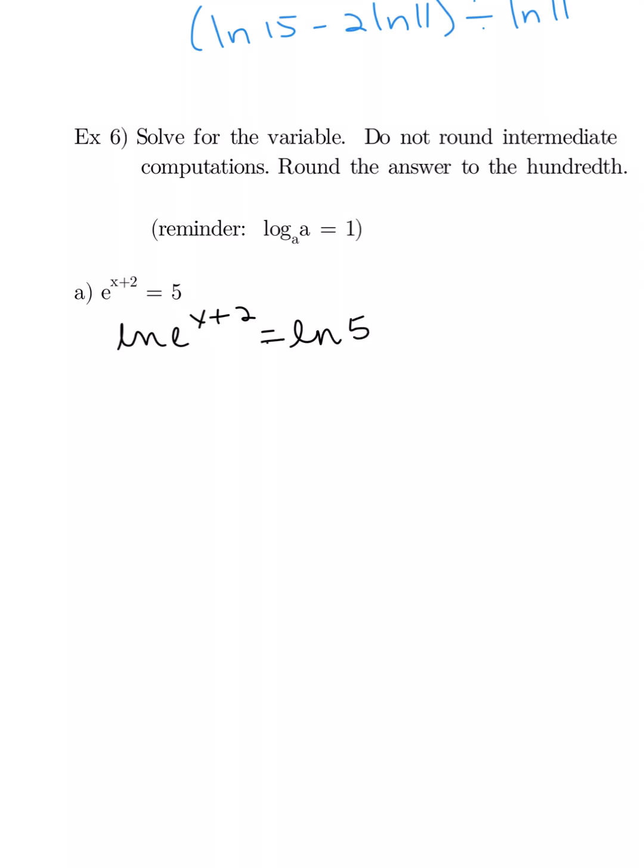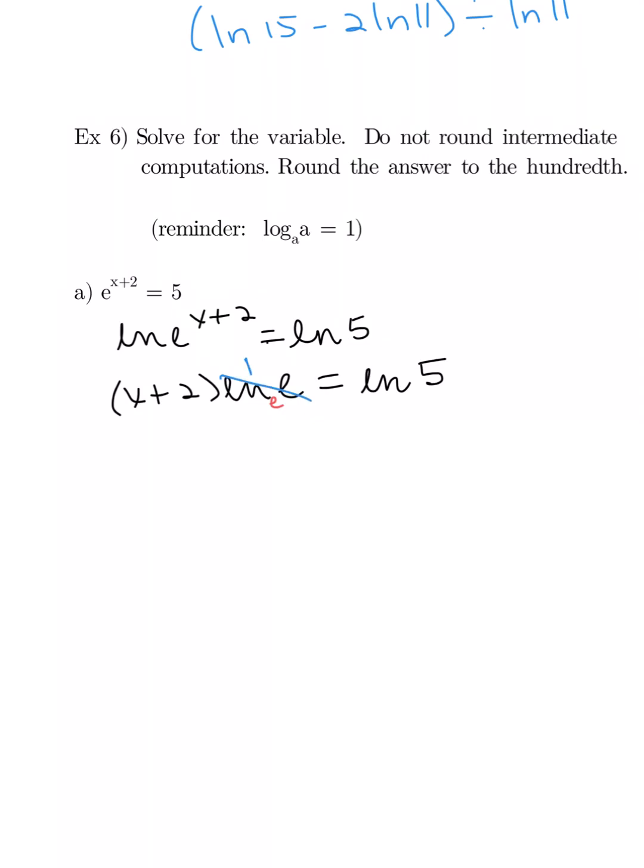Once we've done the logarithm of both sides, we want to drop the power on the logarithm to the front. So the left side will become the quantity of x plus 2 times the natural log of e equals the natural log of 5. But if you think about it, we now have a logarithm of base e with an argument of e. So I know that that natural log of e equals 1.